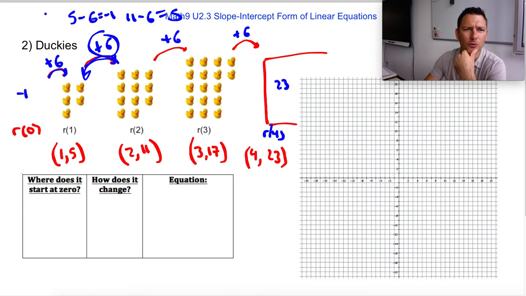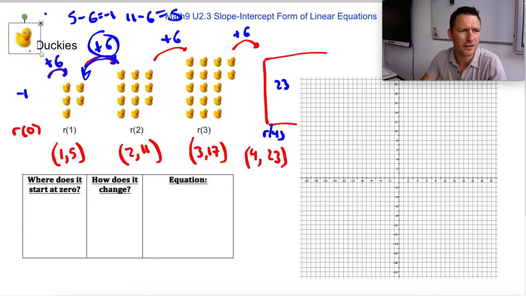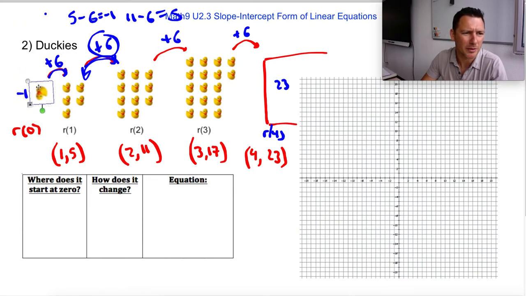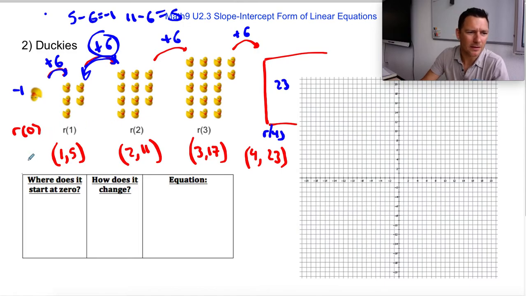Now I don't know how you show -1 ducks. I don't know. Do you flip them over and make them look evil, or make them look grumpy?